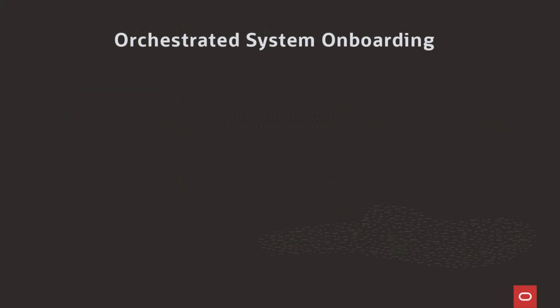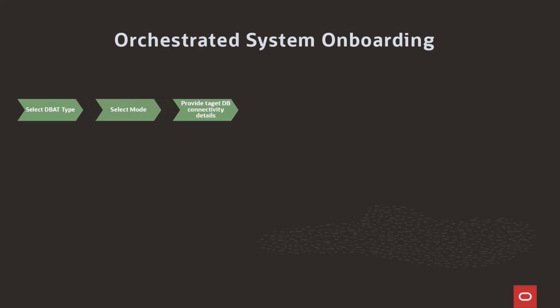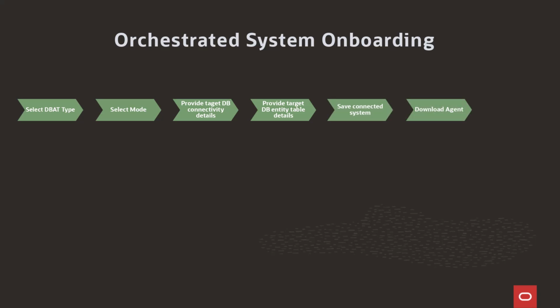To connect the DBAT with Oracle Access Governance, you'll need to select the DBAT connector, select the required mode, then provide the target connectivity details and the target DB entity table details, and save the connected system. Then, download the agent. The agent will create the schema based on the provided details. Then, run the data load without any schema file customization.